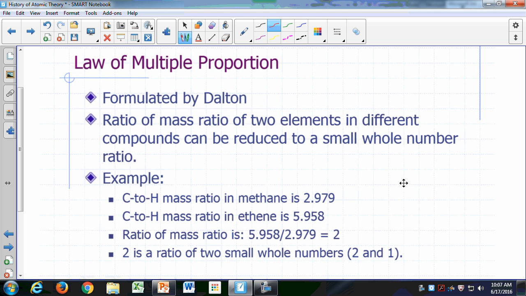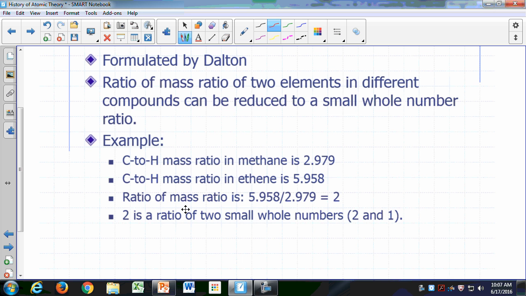Another law that can be successfully explained by Dalton's atomic theory is the law of multiple proportions. This law has to do with compounds that are made up of the same elements, but the compounds are different. If you take the mass to mass ratio of any two elements in one particular compound, and then take the ratio of the mass ratios, you get a whole number ratio. Let's illustrate that. That's kind of hard to follow.